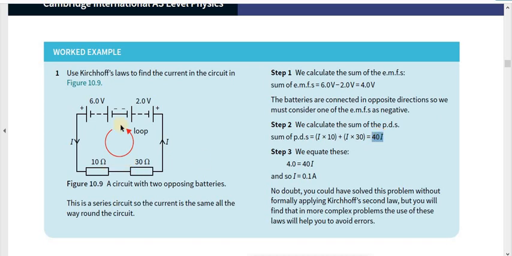The total potential difference should be equal to the total EMF. That is what Kirchhoff's second law states. Around a loop they should be the same. So we can set these two quantities equal to each other. We have 4 volts equal to 40I. Then I is equal to 4 divided by 40, which is 0.1 amperes. So the current flowing through this circuit is 0.1 amperes.